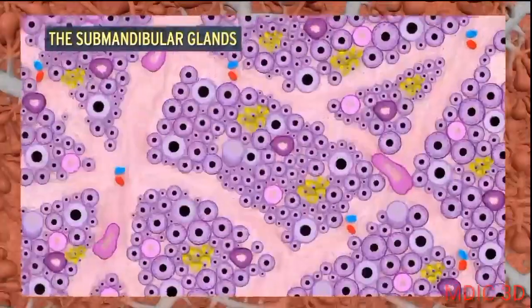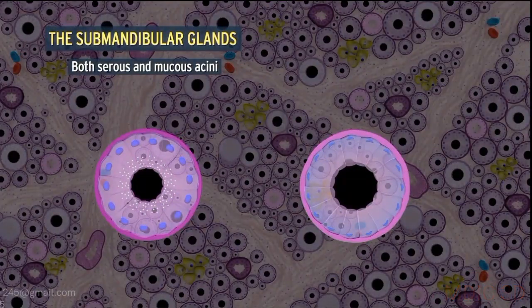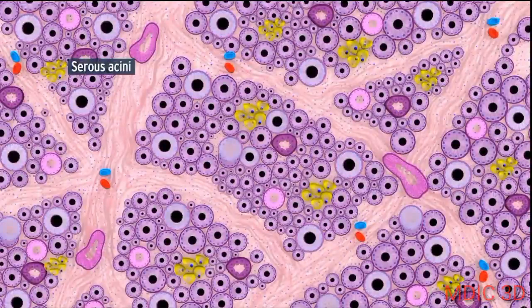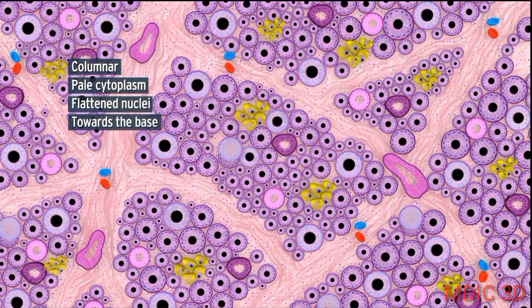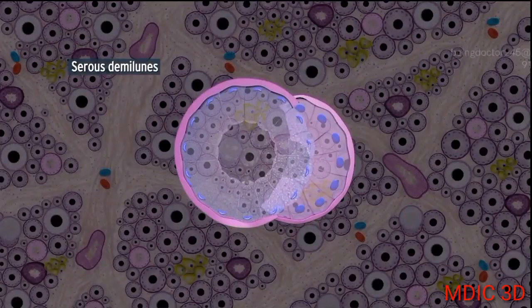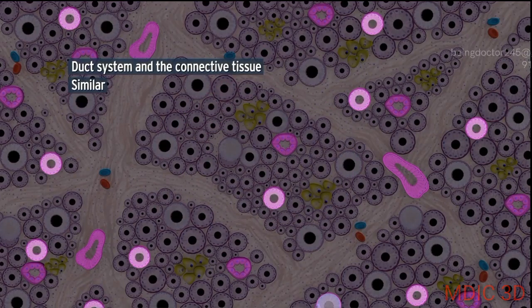The submandibular glands. The submandibular glands contain both serous and mucous acini. Hence, they are also called the mixed salivary glands. The serous acini in these glands are similar to those of the parotid gland, and the mucous acini are larger than the serous acini and show larger lumina. The cells are columnar with pale cytoplasm and flattened nuclei pushed towards the base. Serous demilunes can be appreciated within the sections. The duct system and the connective tissue show similar features to those of the parotid glands.